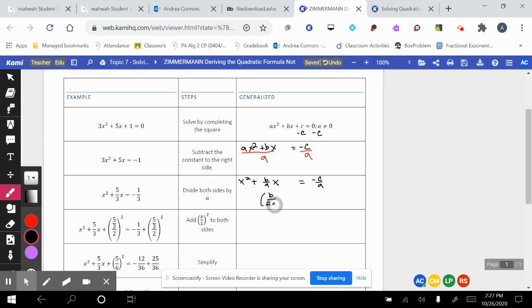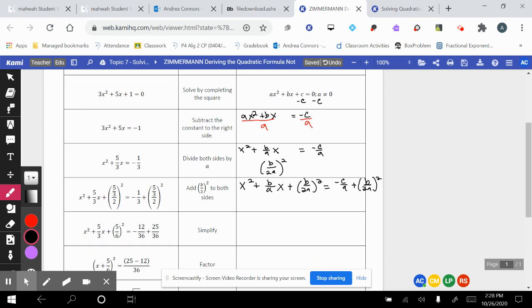So you're kind of doing b over 4, because it's b over 2a. So it'll be b over 2a squared to both sides, which will be x squared plus b over a x plus b over 2a squared equals negative c over a plus b over 2a squared. Simplify that to x squared plus b over a x plus b squared over 4a squared is equal to negative c over a plus b squared over 4a squared.